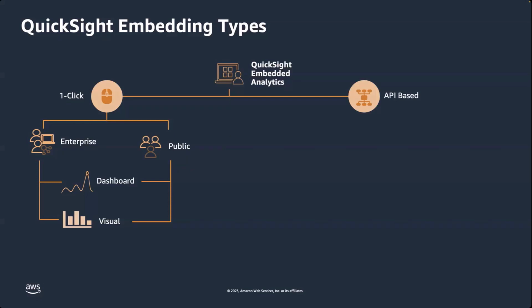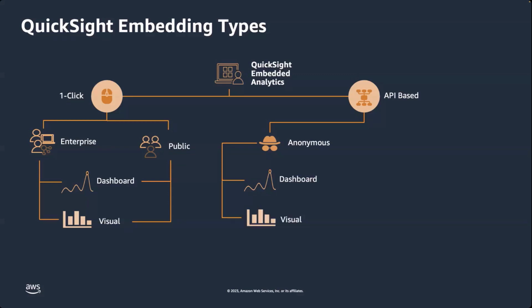API-based embedding requires using the AWS SDK QuickSight client embedding APIs to generate a one-time use embed URL, but it provides you more control over the end user experience. There are two types of embedding APIs. With anonymous, the end user does not have a QuickSight user, and session tags can be used with row-level security to restrict access. Anonymous embedding can be used to embed entire dashboards in your application, offering your end user the same functionality and interactivity as they would if viewed through the QuickSight console, individual visuals that exist as part of a published dashboard, and lastly, the Q search bar.